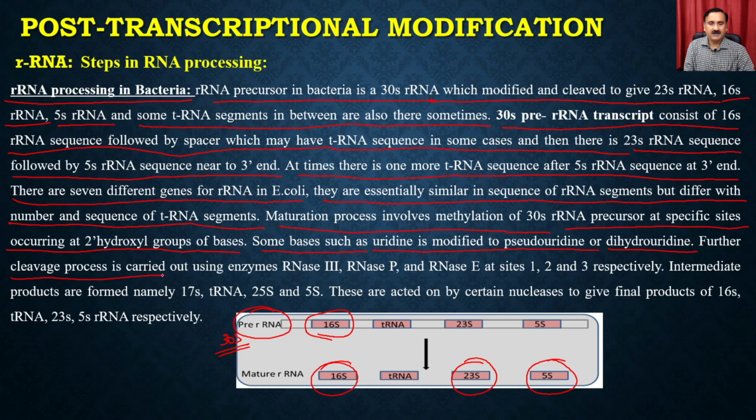Further cleavage is carried out using the enzymes RNase III, RNase P and RNase E at sites 1, 2 and 3 respectively. Intermediate products are formed, namely the 17S, 25S and 5S. They are acted on by certain nucleases to give the final products of 16S, 23S and 5S ribosomal RNA. So this is what you are going to have: mature ribosomal RNA, 16S, 23S and 5S, which will assemble and give you the 70S ribosome.